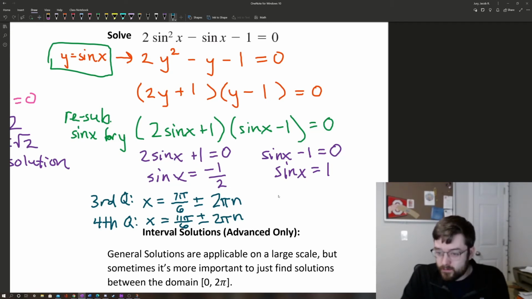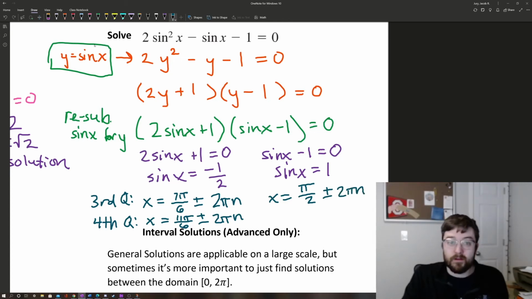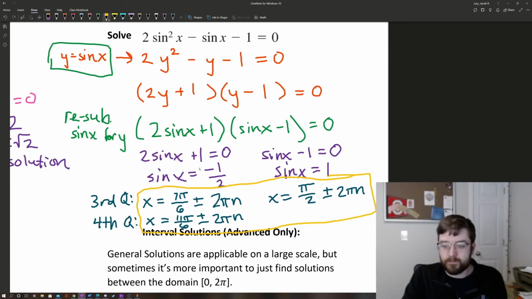And the other side is when sine is equal to 1. So that's when our y value on the unit circle is 1. So x is equal to, and that's actually only one spot, pi over 2 plus or minus 2 pi n. Right, so there are a lot of solutions here. We're not picking and choosing from them. They're all different, so we need to have them all as our solution set.